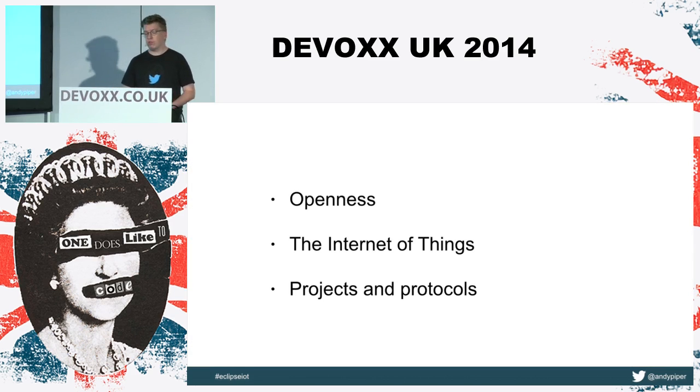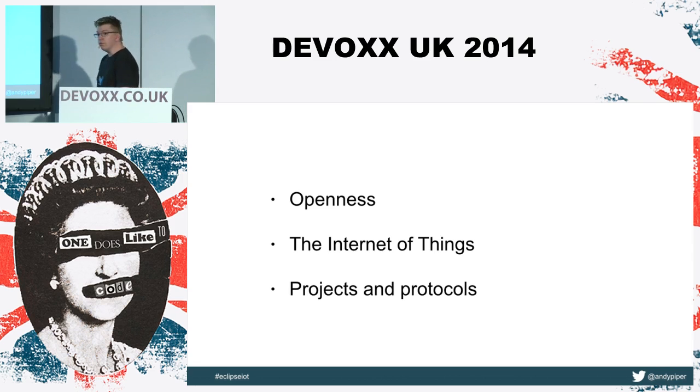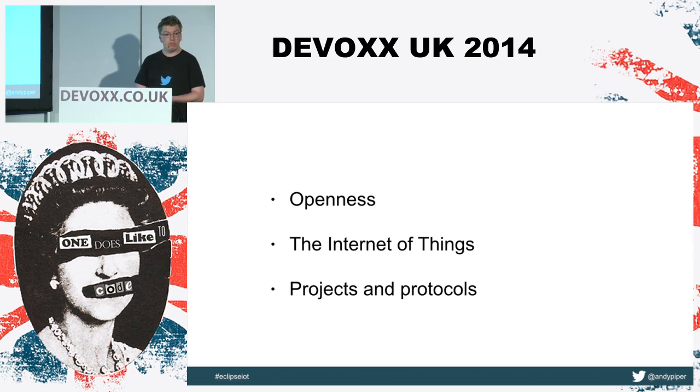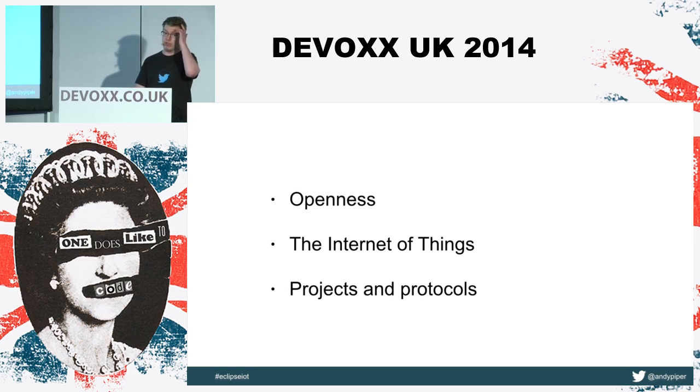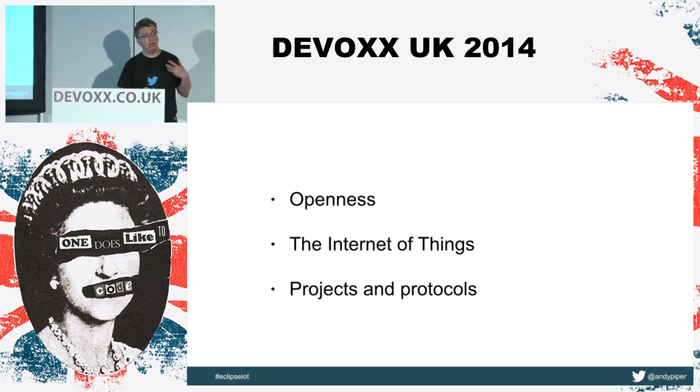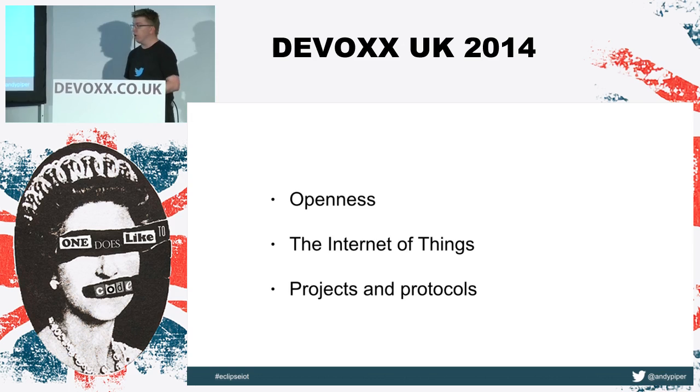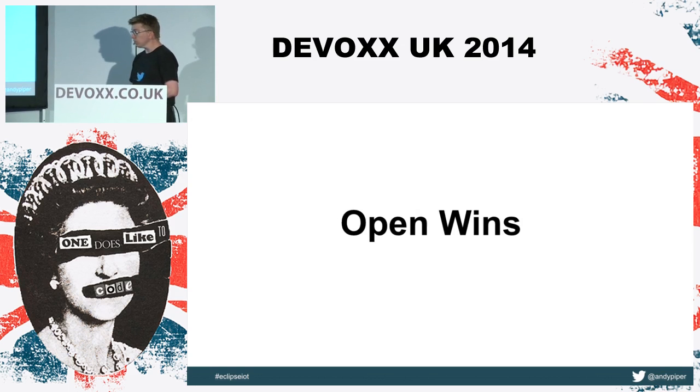So, capsule summary of where we're going this afternoon. I'm going to start off by talking about openness, open source and open standards, and why I strongly believe in them. Although I'm the man with a Mac at the front here, we'll come to Apple bashing later, perhaps. Then we'll talk a little bit about the Internet of Things itself and some of the interesting challenges in that space. And finally, talk about some projects and protocols that are important in that space, in case you're not aware of them already.